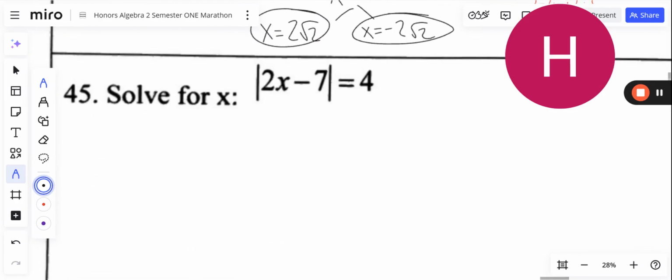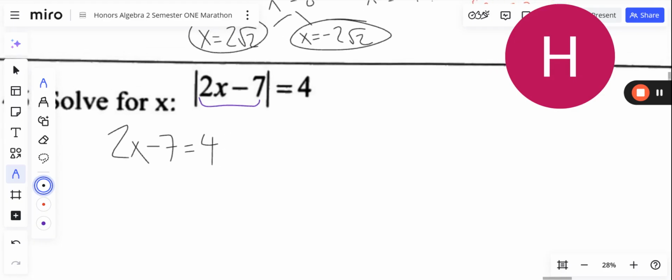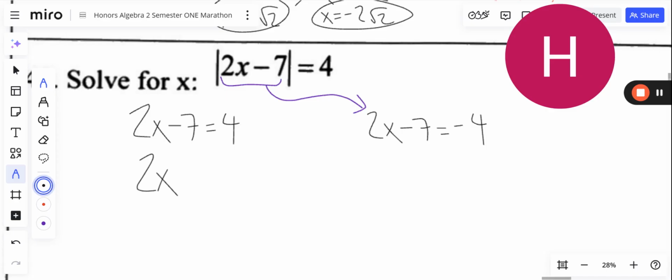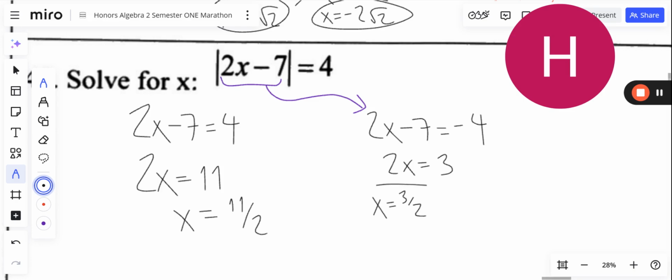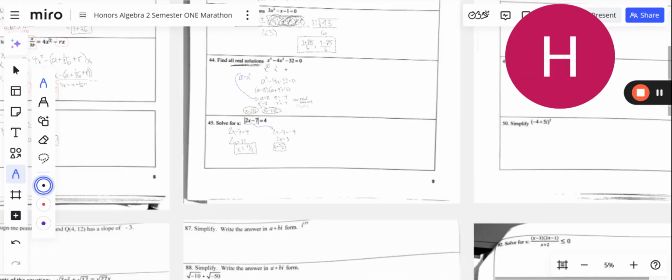Okay, definitely a breath of fresh air here. Goodness, this is easy. So it's possible that the inside is just literally equal to 4. And so when you put that in the absolute value, it doesn't do anything because the absolute value of 4 is 4. But it's also possible that the inside is equal to negative 4 and it gets switched by the absolute value sign. So we need to consider both of those possibilities. So x could be 11 over 2, or x could be 3 over 2. Yeah, breath of fresh air indeed. That was probably the easiest one on the whole packet.